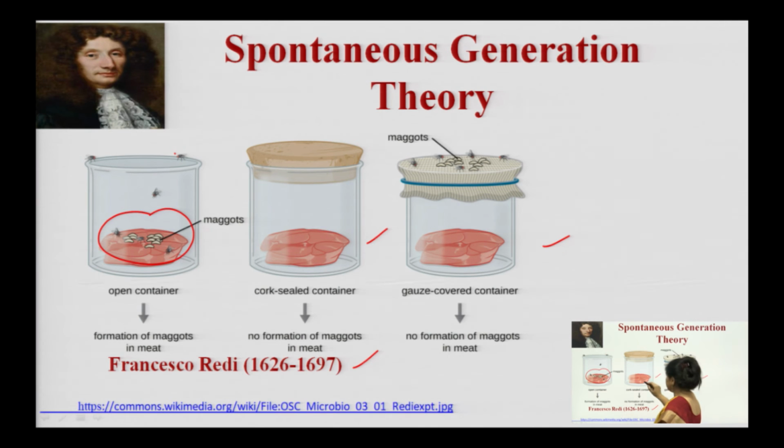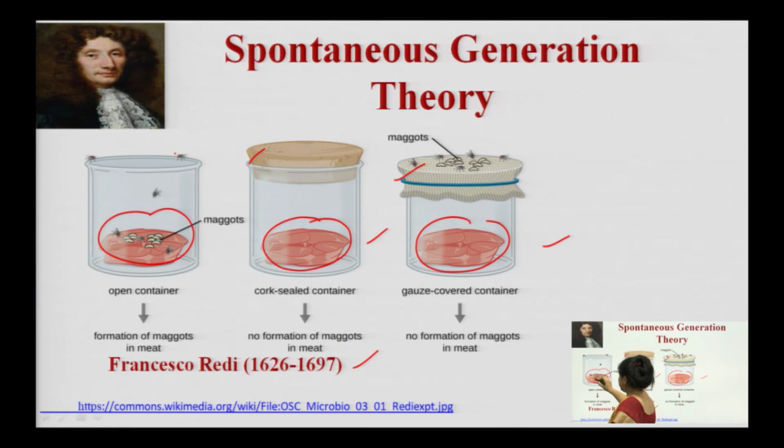In the second jar he put mutton and covered it with a lid, and in the third jar he put mutton and covered it with a wire gauze or a muslin cloth. What he observed in his research was that no microorganisms were generated in the covered jars, even after a long time, including the jar covered with gauze. By this study he proved that until these flies reach the mutton, the microorganisms will not generate.